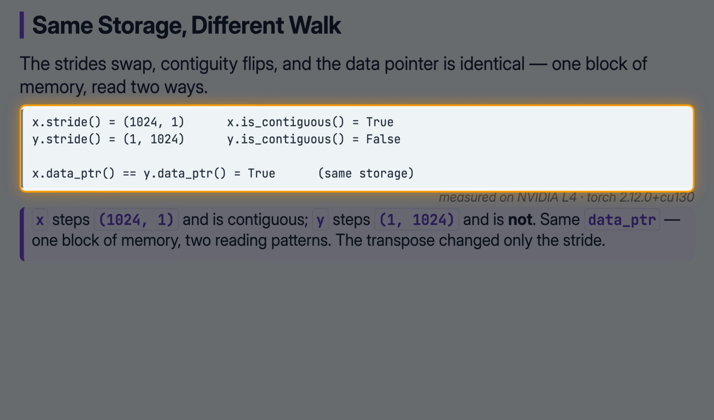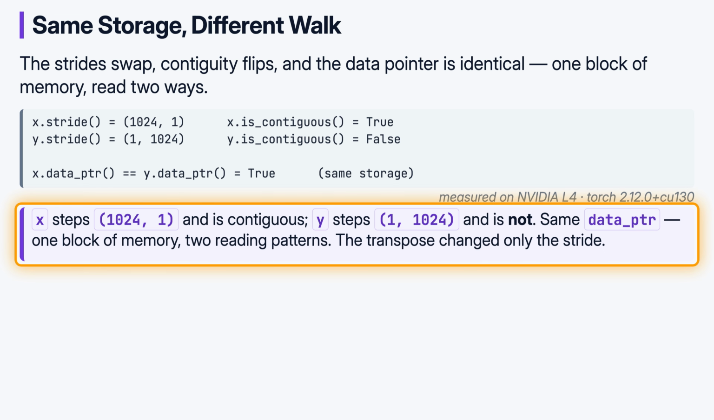Read the results. X has stride 1024, 1 and is contiguous. Y has stride 1, 1024 and is not contiguous. The two data pointers match exactly. So it is one block of memory read two ways. The transpose changed only the stride tuple. Nothing was copied.